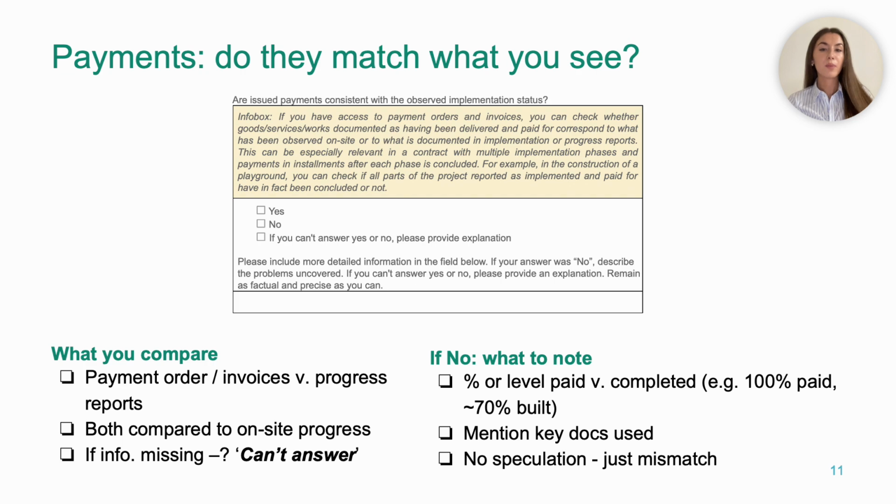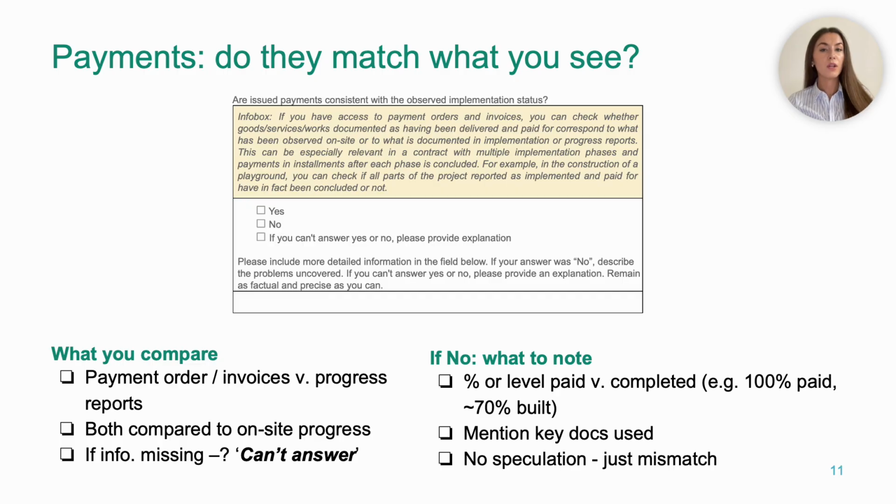Now we bring money into the picture. Using whatever documents you can access, whether it be payment orders, invoices, progress certificates, you estimate how much of the contract value has been paid. Then what you need to do is compare that to what you observed on site and what the latest progress report says. If payments roughly match progress, you tick yes. If you cannot get access to reliable payment information, you tick can't answer and explain why.